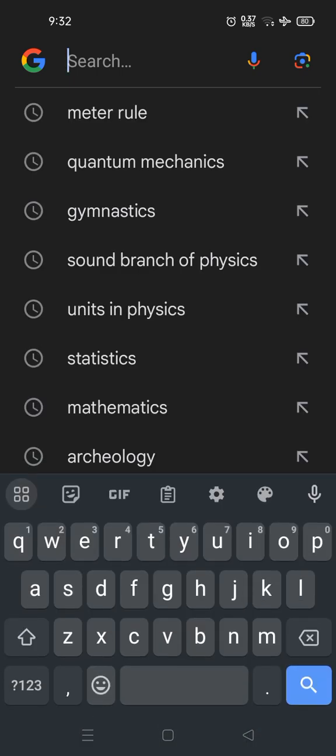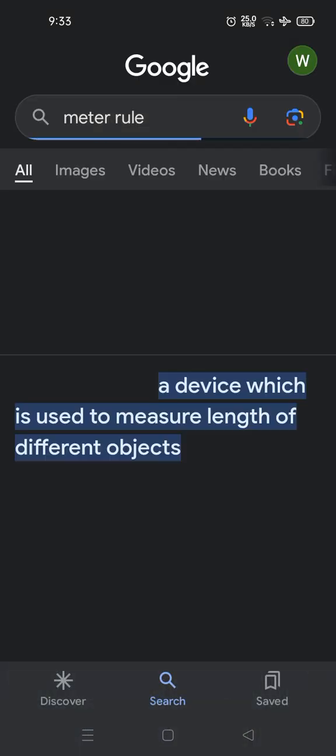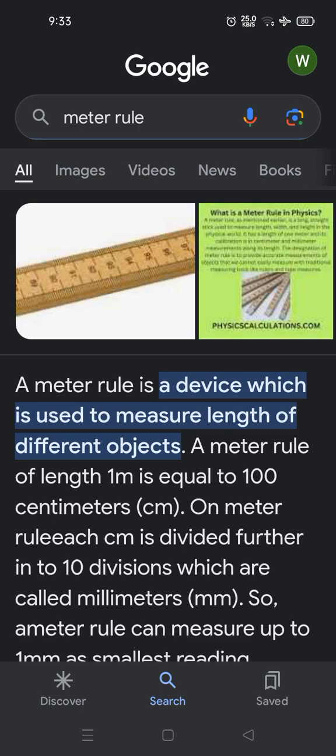First, we have to go on Google and let's find it here. After finding it here, we will be able to get its proper information. Let's start. First, we are taking its introduction or overview.